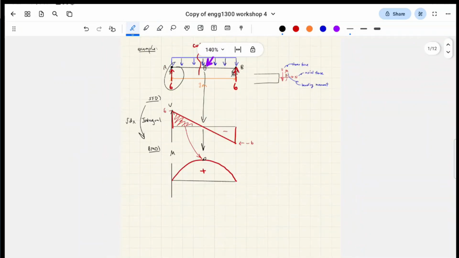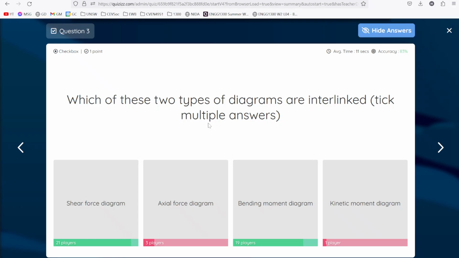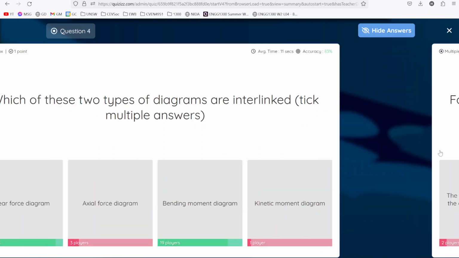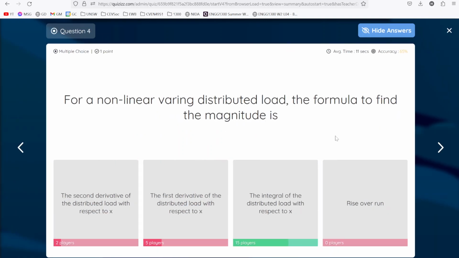Let's go back to the quizzes. I'll finish up explaining the questions, and then I'll have a bit more structure to my rambling, hopefully. So let's go to this one. Oh yeah, so a non-linear varying distributed load, right?